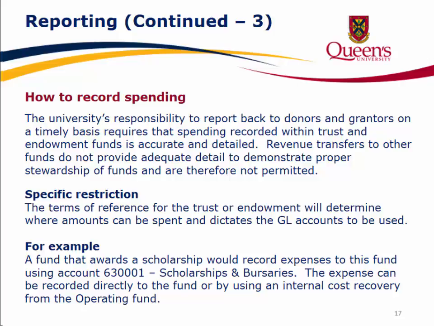For example, a fund that awards a scholarship would record expenses to this fund using account 630001 called Scholarships and Bursaries. The expense can be recorded directly to the fund or by using an internal cost recovery from the operating fund.